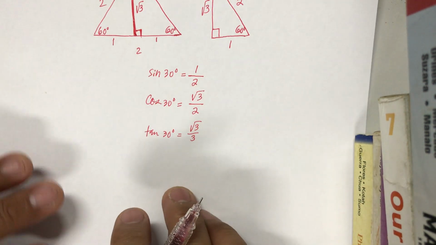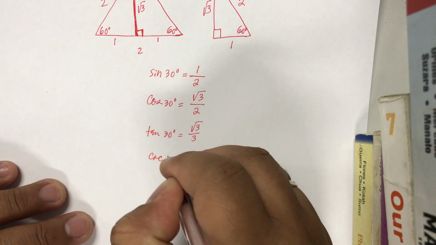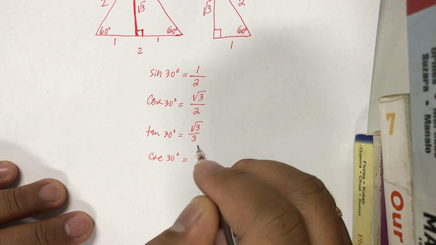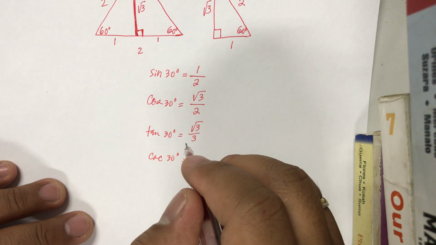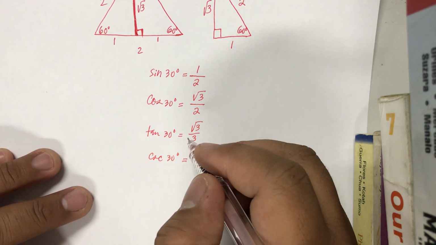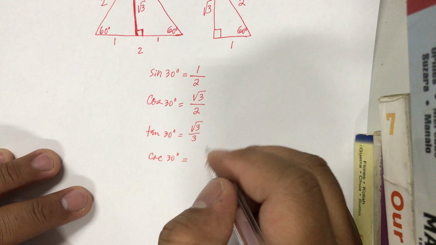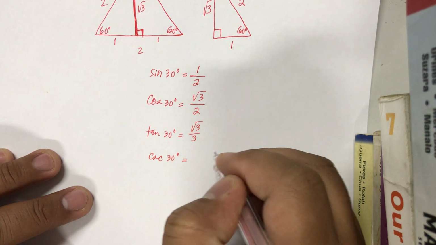Okay. Next, cosecant of 30 degrees. Cosecant is the reciprocal of sine. Since sine 30 degrees is 1/2, it follows that cosecant 30 degrees is 2 over 1 or 2.